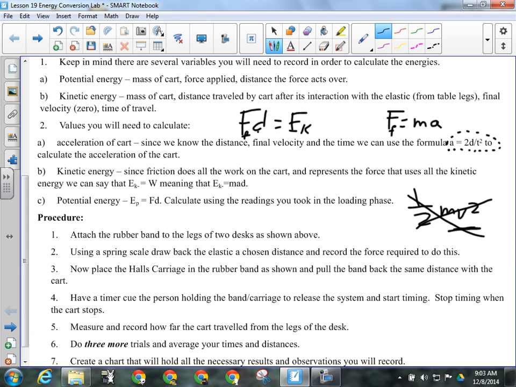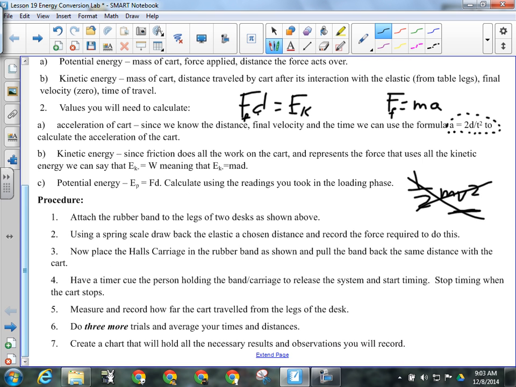It talks about all of that down here in the analysis, guys, but just to remind you, for kinetic energy it says here: since friction does all the work on the cart and represents the force that uses all the kinetic energy, we can say that kinetic energy equals work. The work done against friction is mass times acceleration times distance. For our potential energy, we're simply doing force times distance.